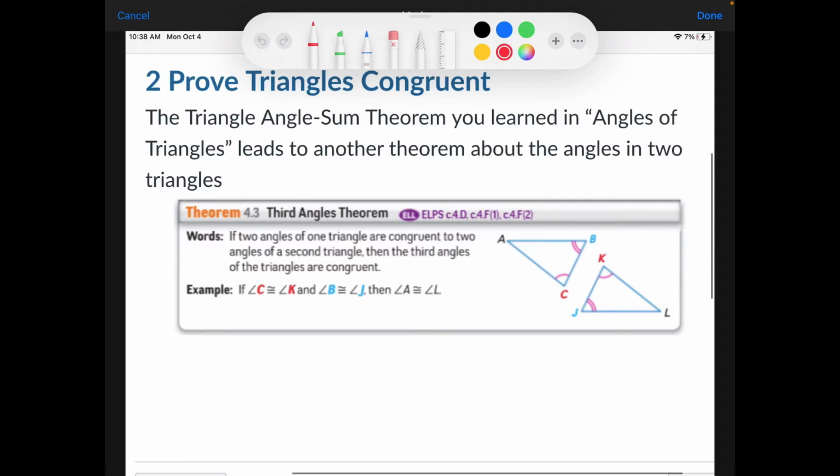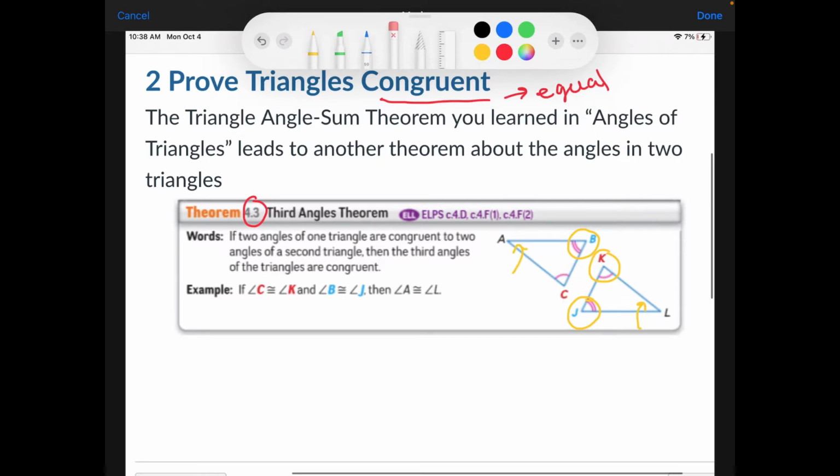So today we're going to talk about proving triangles congruent, and congruent simply means equal. In this theorem 4.3, we call this the third angles theorem. It basically just says if we have two triangles that have two angles that are the same, we can say that the third angle is also going to be equal.